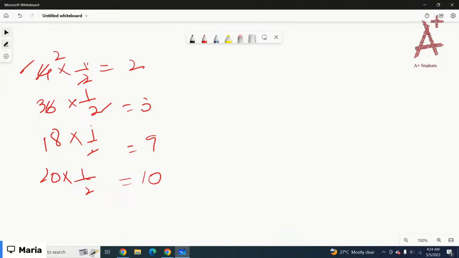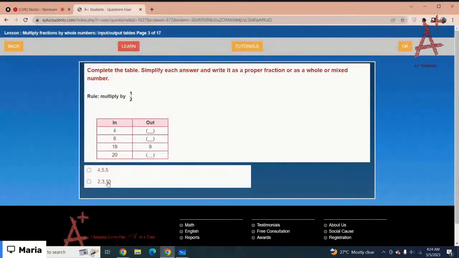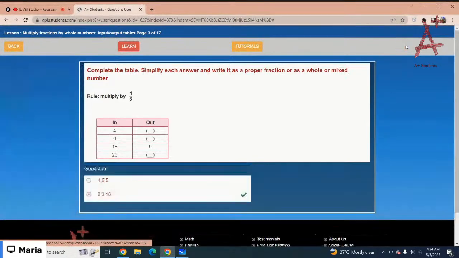So the correct option is 2, 3, 9 and 10. Okay, the next one is 2, 3. You already have 9 here, 2, 3 and 10. Option number 2 is the correct option.